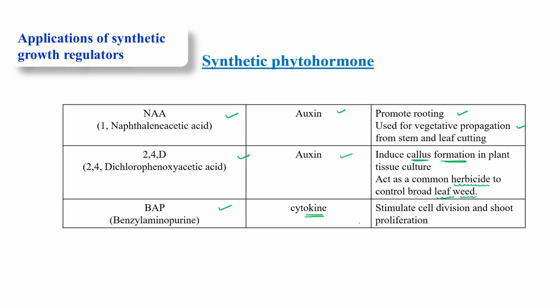BAP is a kind of cytokinin, so it stimulates cell division and shoot proliferation. So NAA is involved in promoting rooting from cuttings, 2,4-D in callus formation, and BAP in cell division.